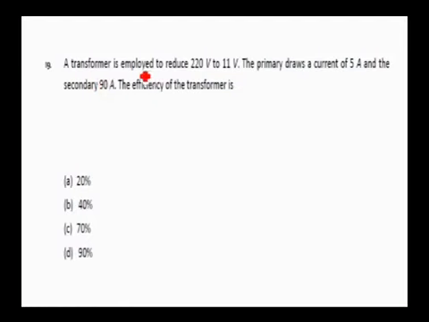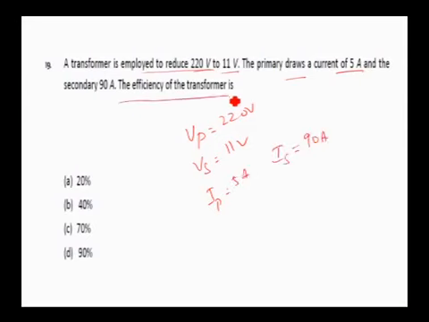A transformer is employed to reduce 220 to 11 volt. 220 is the primary voltage and Vs is the 11 volt. The primary draws a current of 5 ampere, that is IP is equal to 5 ampere, and Is is equal to 90 ampere. What is the efficiency of the transformer?